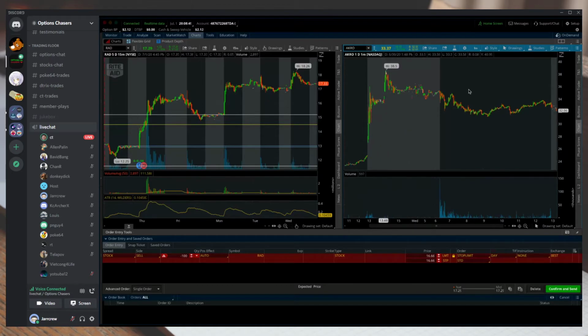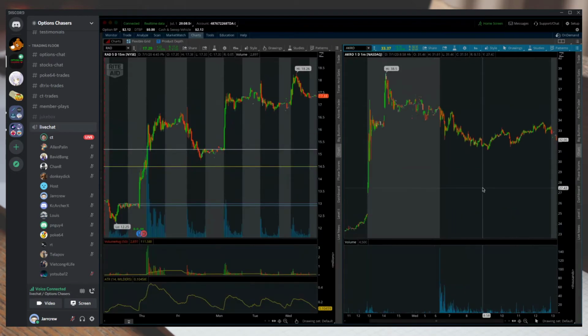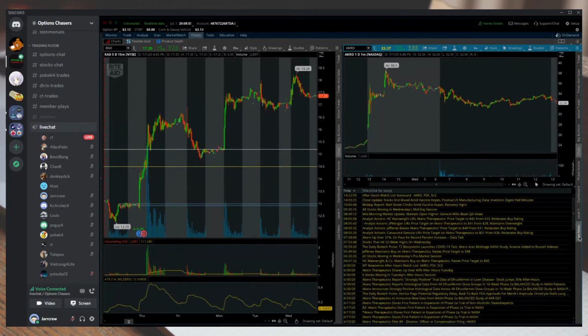Obviously, it's a biopharmaceutical company, so it probably popped because of an FDA report or something. But I go to news and scroll through it real quick. What happened? Looks like they had a bunch of upgrades. That's the reason why it spiked 48%. Dang, that's a pretty big move.